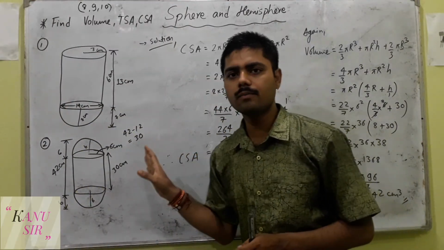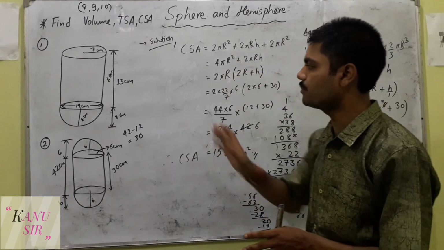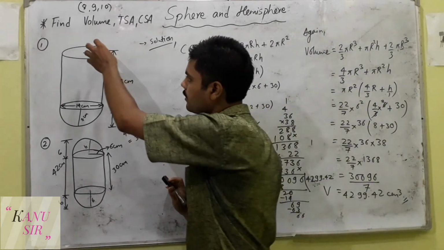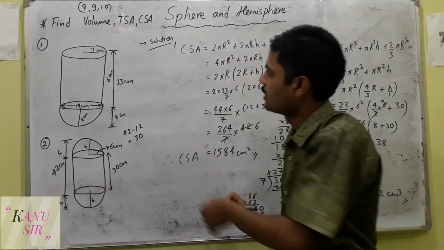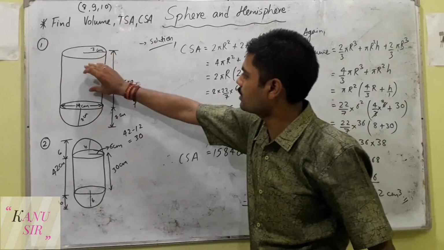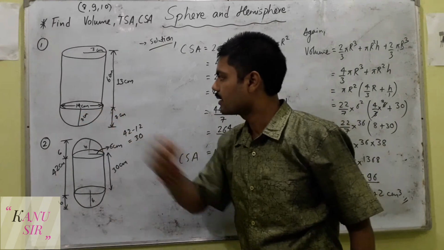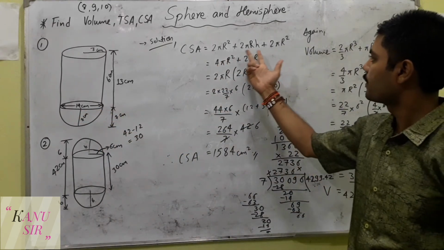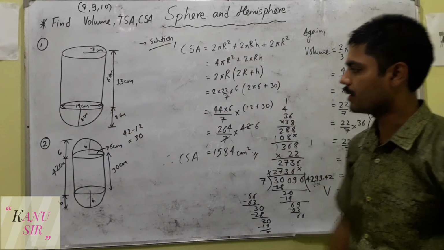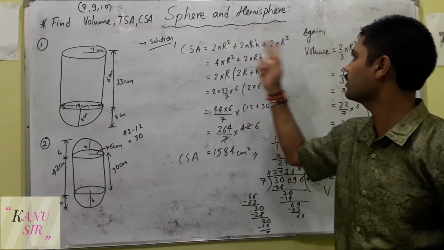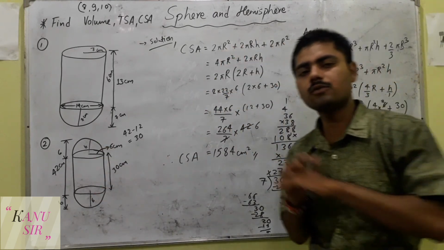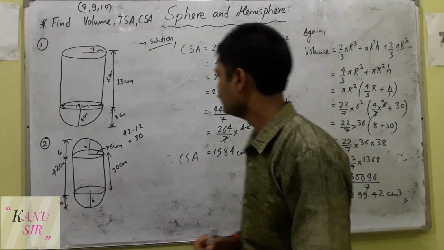Actually there is nothing more difficult to understand here. Simply you have to catch the figures and write the formula. Try to check the figures. This is a cylinder, so the CSA of a cylinder. This is the hemisphere, so the surface area of a hemisphere. Here we have got 2, so we have written 2 formulas of surface area of hemisphere.